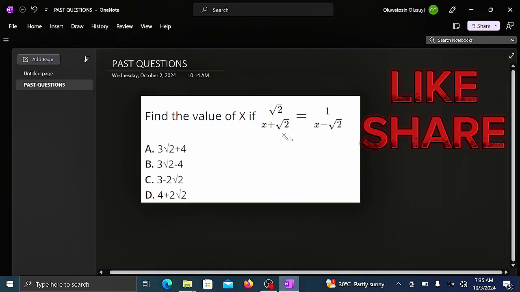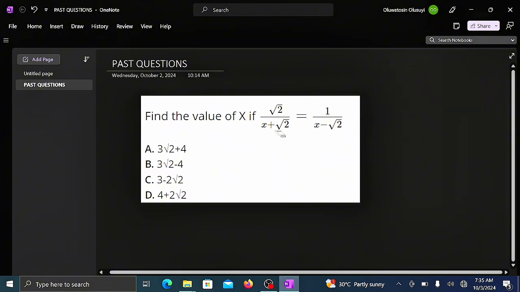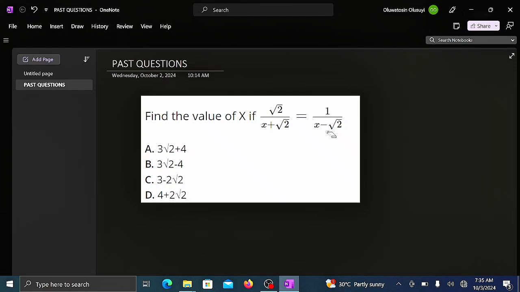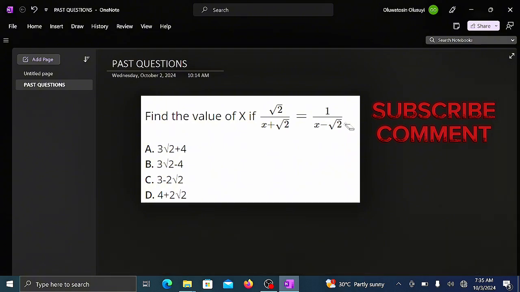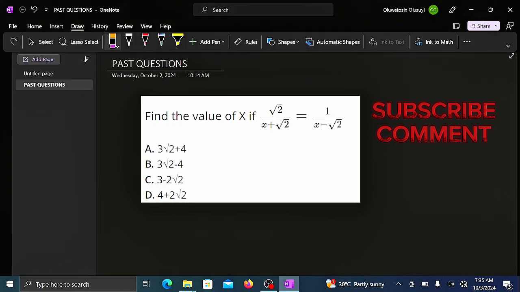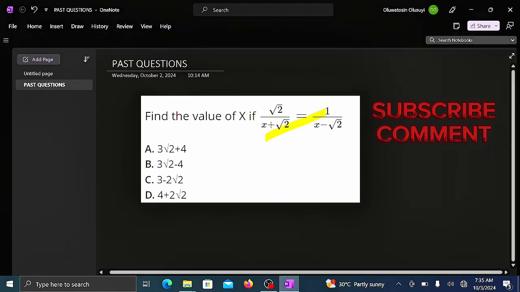We're told to find the value of x if root 2 upon x plus root 2 is equal to 1 upon x negative root 2. So this algebraic equation, we have to solve. Two things are possible. We can multiply through by the least common multiple of the denominators so that we can have an equation without a fraction. Or we just simply do what we commonly call a cross multiplication.